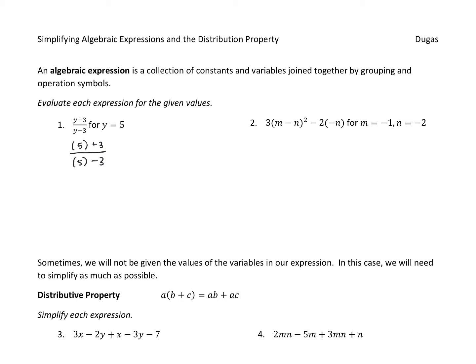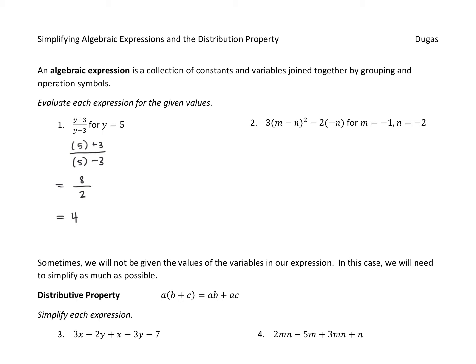So when we plug in 5 for y, we're going to plug in a 5 in every y we see. We get 5 plus 3 on the top and then 5 minus 3 on the bottom. And we're simply going to simplify. So 5 plus 3 is 8. 5 minus 3 is 2. And then we can see that we can divide that out, right? 8 divided by 2 is 4. So evaluating means plugging in a number or numbers and then simplifying, okay?